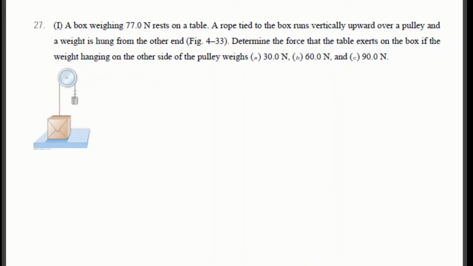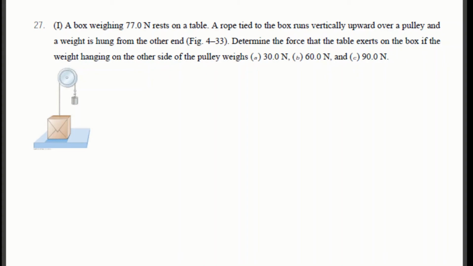Okay, next example problem is 27 from chapter 4 in your textbook. It says a box weighing 77 newtons rests on a table. A rope tied to the box runs vertically upward over a pulley, and a weight is hung from the other end. Determine the force that the table exerts on the box if the weight hanging on the other side of the pulley weighs 30 newtons, 60 newtons, and 90 newtons.